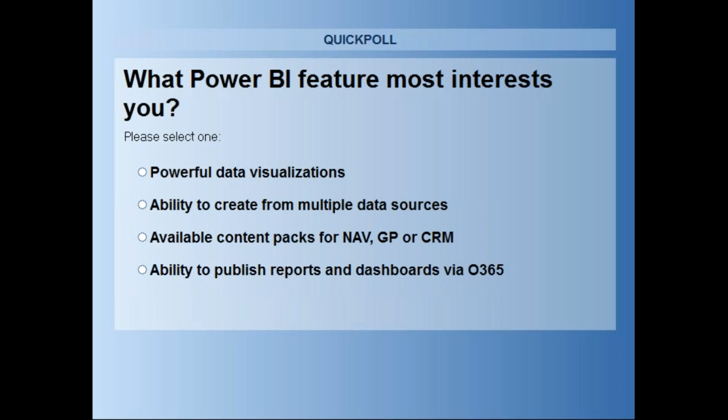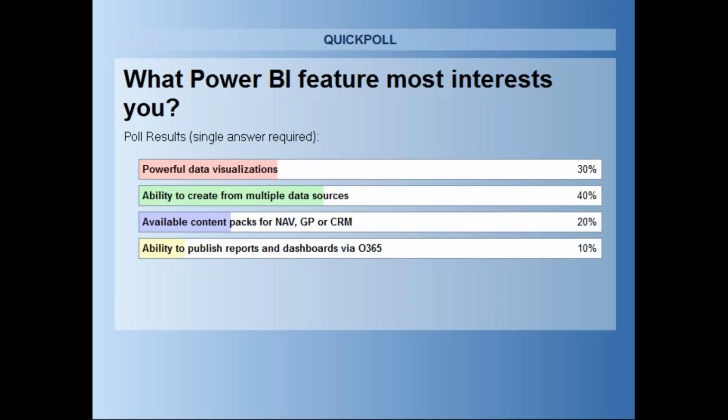Okay, around half of you have voted. I'm going to get ready to close this. 5, 4, 3, 2, 1. All right, with 83% voted, here we go. Ability to create from multiple data sources is the number one answer.